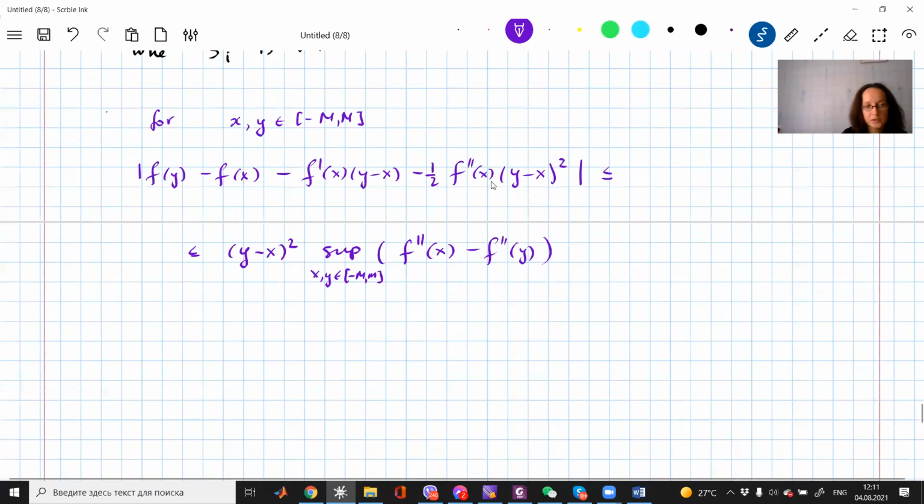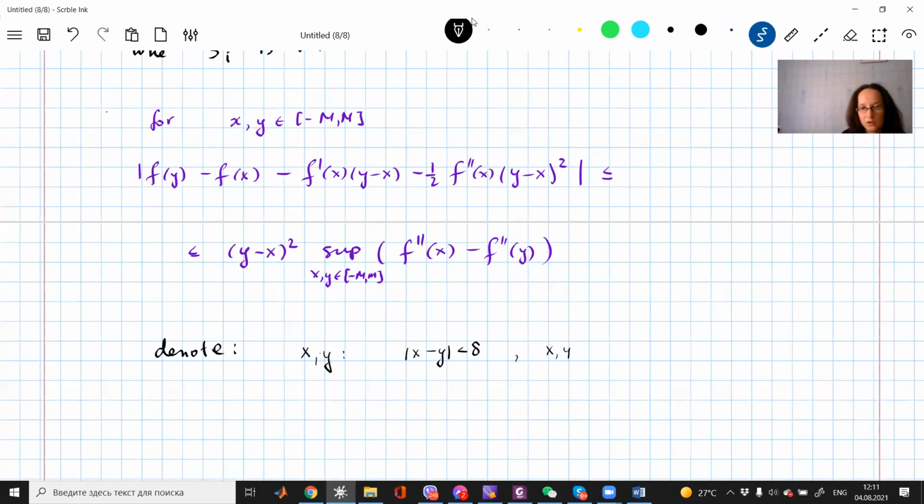So I will use this upper bound now, and also let us denote: if I take x and y close enough to one another, so I will take x and y such that they are close enough, less than delta, and they are also from some compact interval.